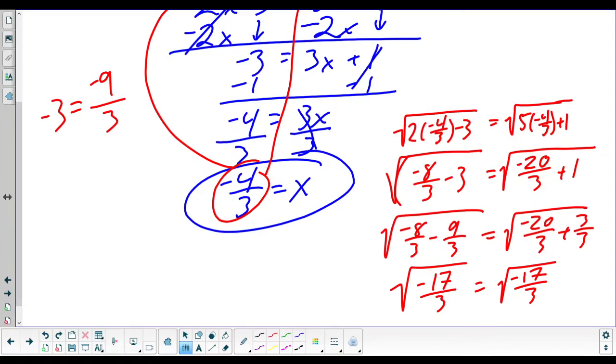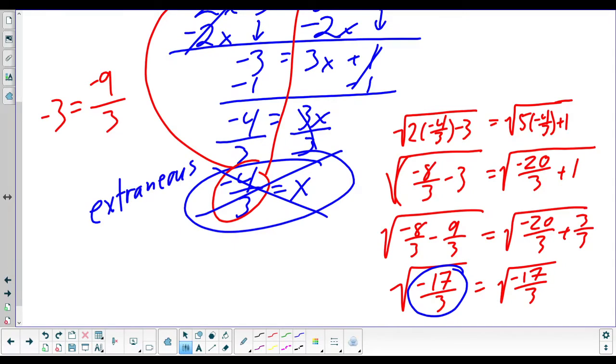However, are you allowed to take a square root of a negative? No, you're not. So this does not give us a real answer. This gets thrown away. This is what's called an extraneous solution. It doesn't work. When we plug it back in, we get something we're not allowed to do. So we throw it away and say it's extraneous.